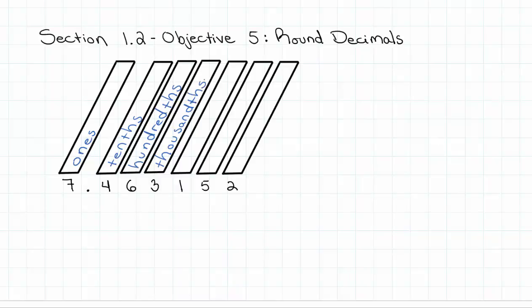The 1 is in the 10,000ths place. The 5 is in the 100,000ths place. And the 2 is in the millionths place.